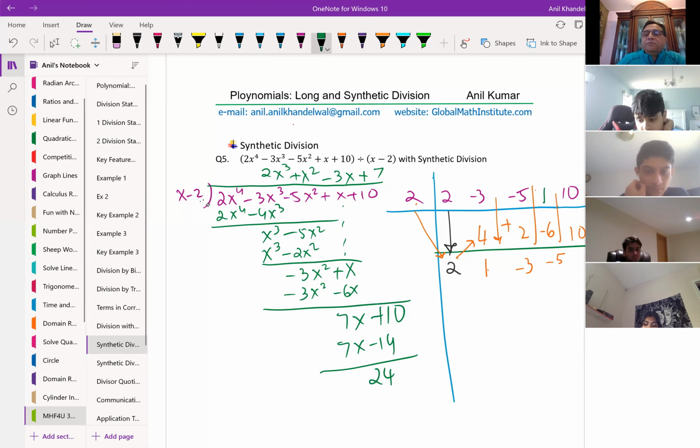And now when we multiply, plus 1 minus 6 is minus 5. Multiply 2 with minus 5, you get minus 10. And when you add them, you get what? You get 0. So something is still wrong.